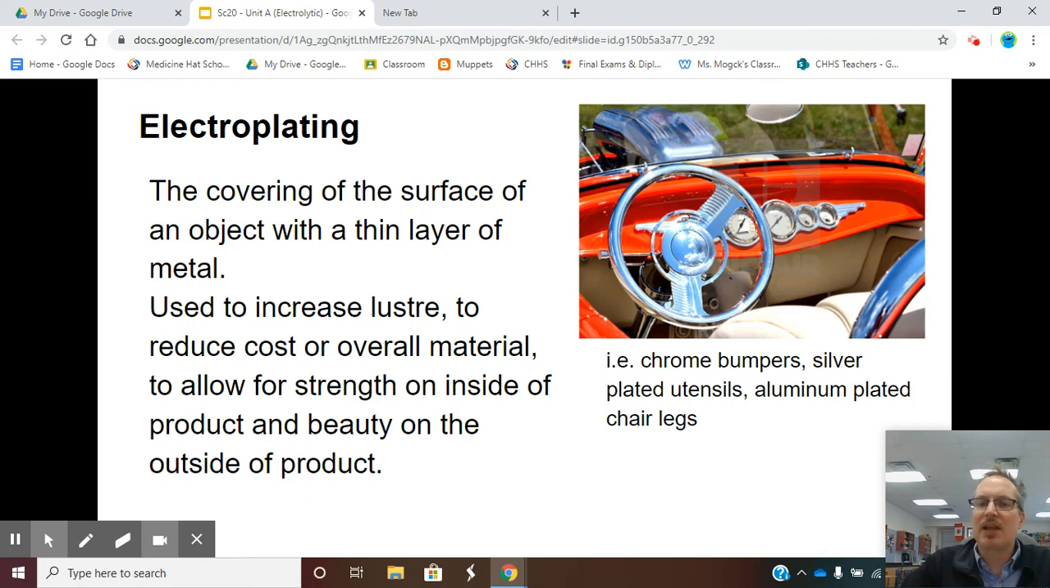Same with the chair legs in my classroom. They might use something stronger for the legs, but then put something shiny with different properties on top, like aluminum, so we get a different look to it.